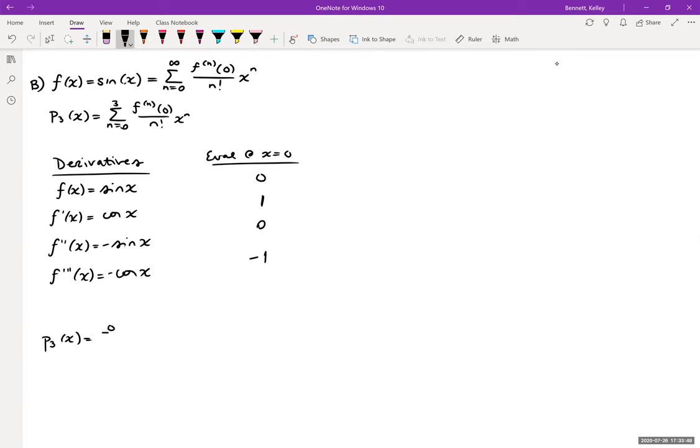So if I want to write P3, I get 0 over 0 factorial times x to the 0, plus 1 over 1 factorial x to the 1, plus 0 over 2 factorial x squared, plus negative 1 over 3 factorial x cubed. And so this just simplifies to x minus 1 over 3 factorial x cubed. Or you could write 1/6 if you like.